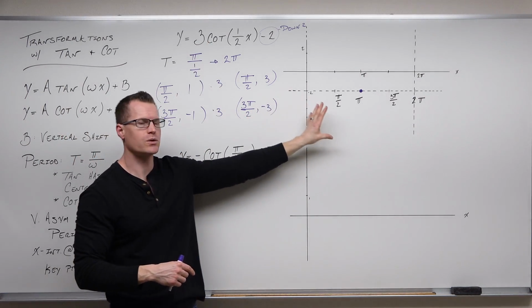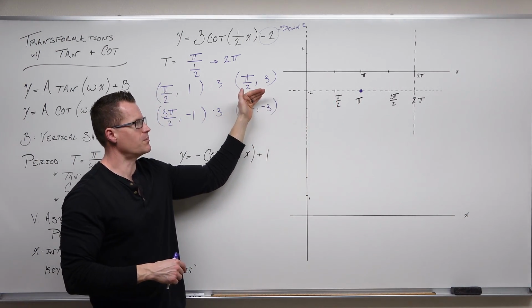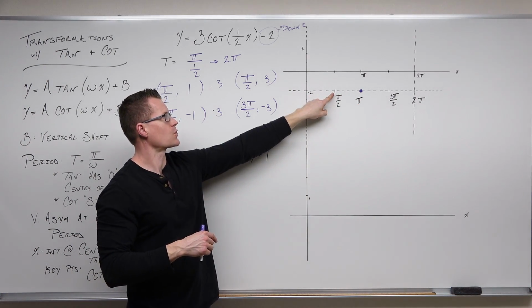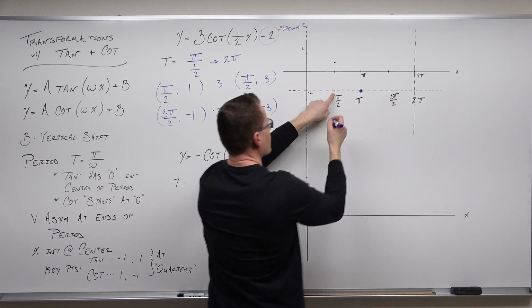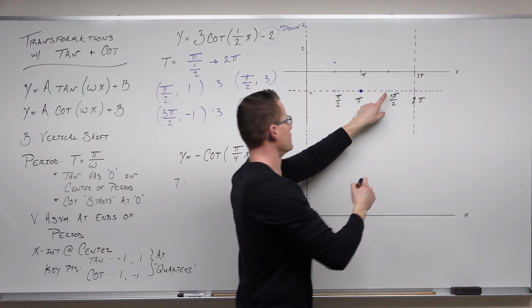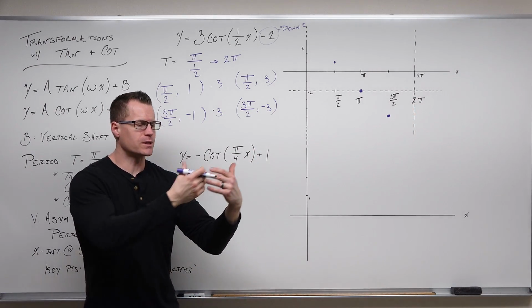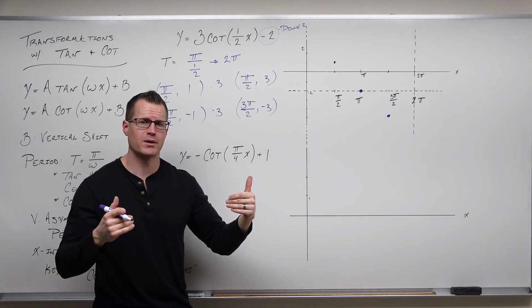And since we've shown those key points here at our first and third quarter, if we base it on where we shifted, this acts like our x-axis. This would be first quarter comma 3. So 1, 2, 3. And third quarter comma -3. Right about there. And you can see it. You can see that this is stretched out horizontally. That's what that period is. It's twice as big as a normal period for cotangent.